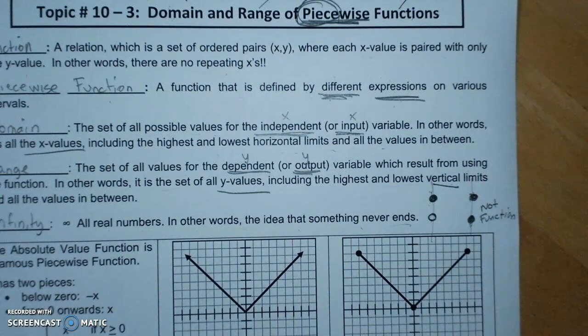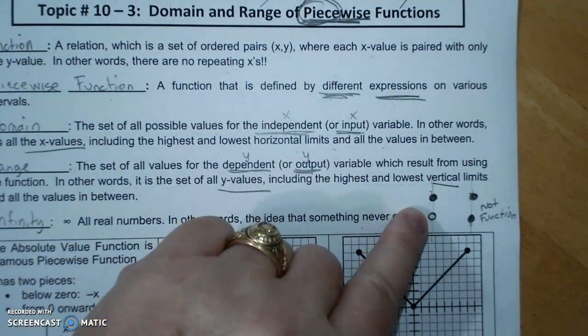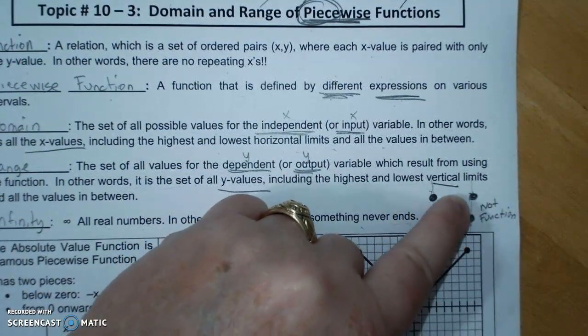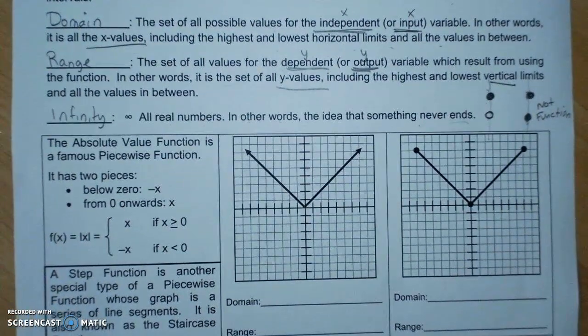So a closed dot over an open dot, or vice versa if the closed dot's below it, a closed and an open together vertically is okay. Two closed vertically makes it not a function. Okay, so let's go into this.